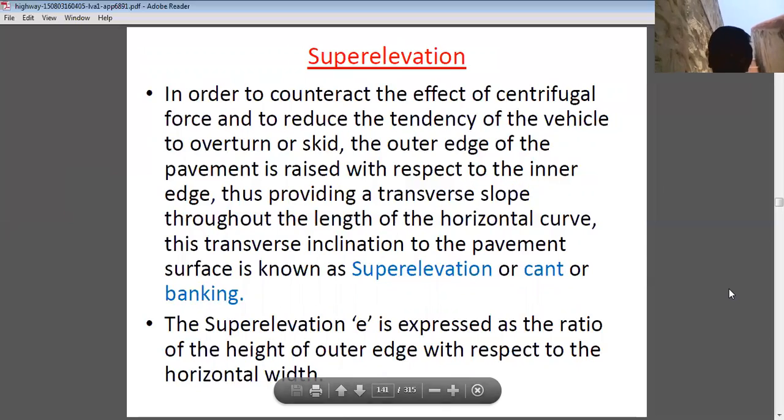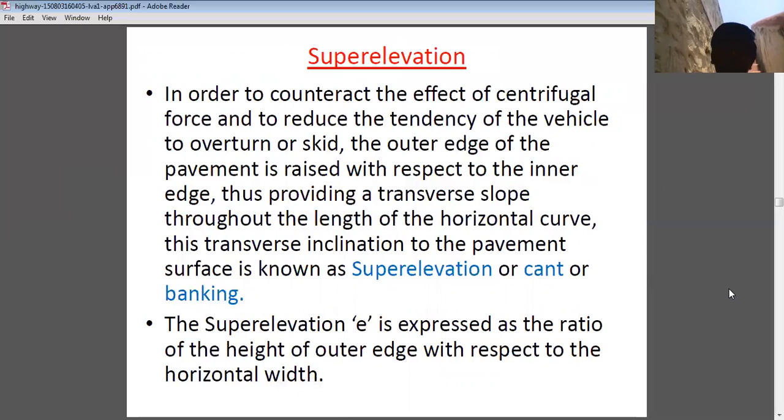Superelevation. In order to counteract the effect of centrifugal force and reduce the tendency of the vehicle to overturn or skid, the outer edge of the pavement should be raised with respect to the inner edge. We should increase the height of the outer edge of the road. Then automatically the centrifugal force will not act outwards.